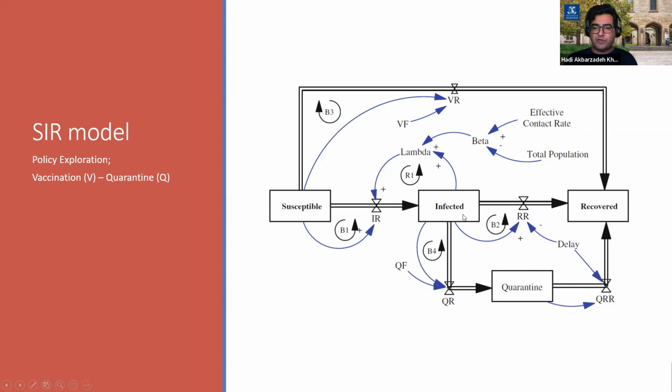So in this situation, we try to reduce the infection rate. You can see the infected people can influence the infection rate. So when you put them in quarantine, the number of infected people in the society is reduced.